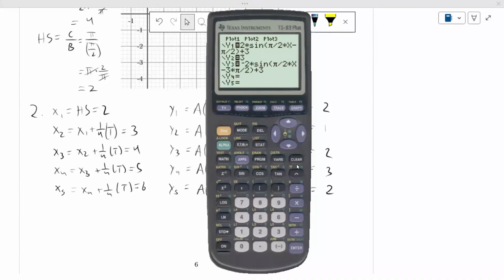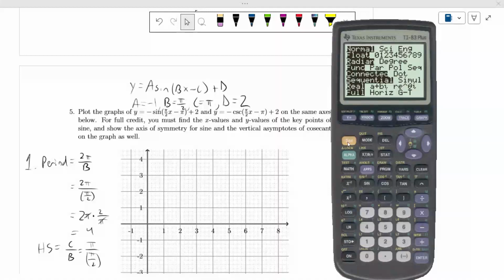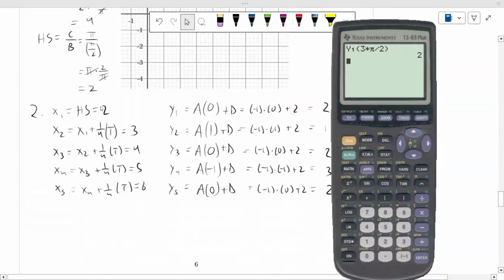So let me clear out all this over here. I'll let y1 be the sine wave that I have in this problem, which should be a negative sine of pi over 2 times x minus pi, and then plus 2 on the outside. I just want to make sure that I'm in radians here. It's very important to be in radians. If I go back to y equals, you can see that I've plugged in my sine wave equation right there. Now to find the y values, I have the x values right here, so I just need to plug in these x values.